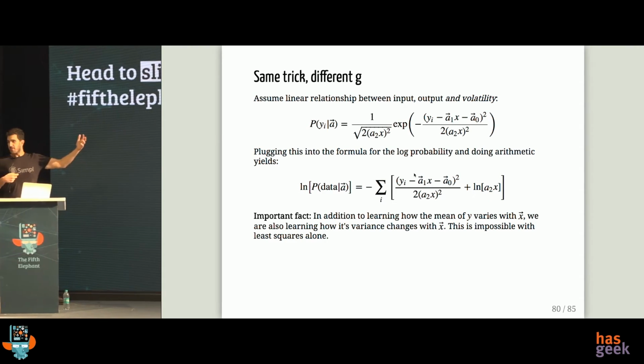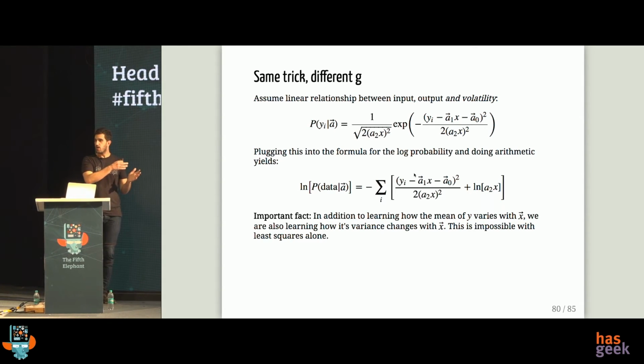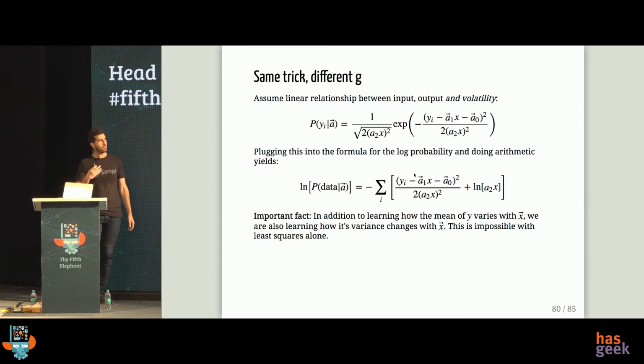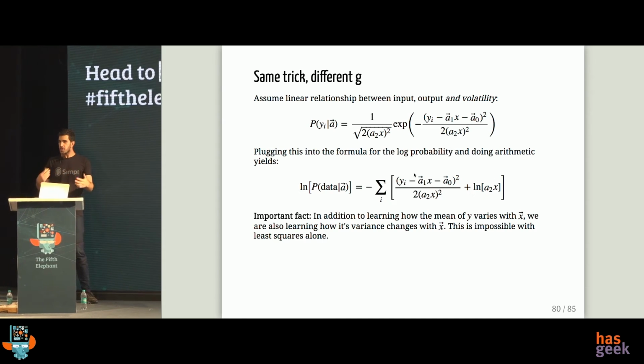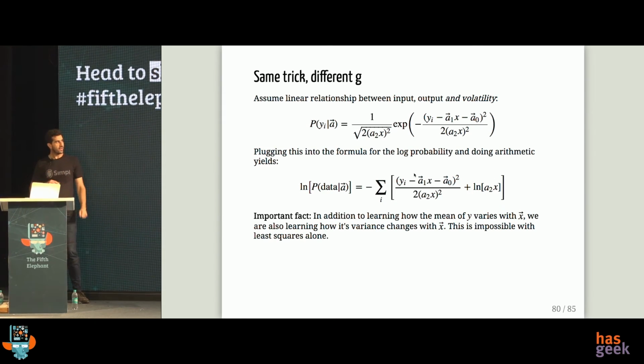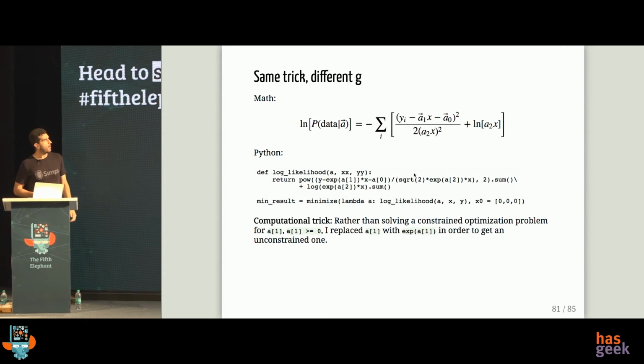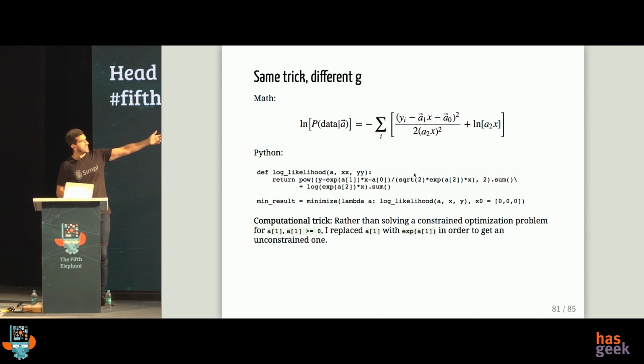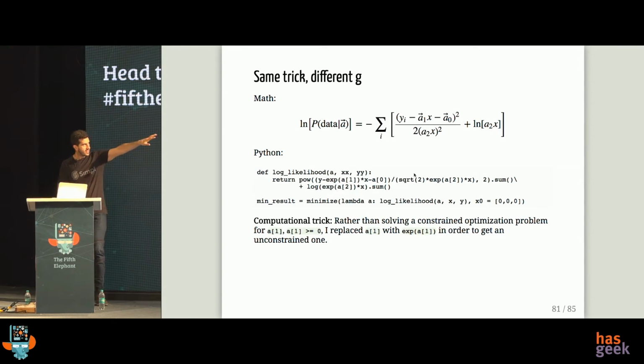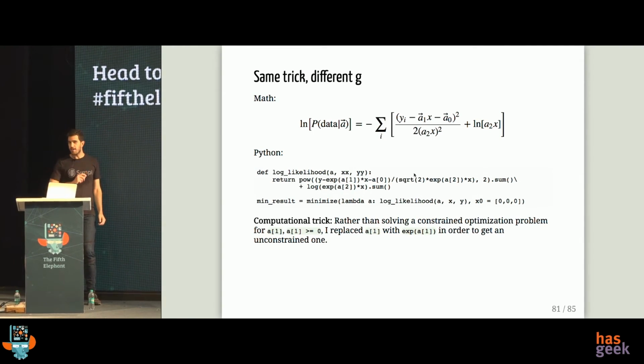So again, we're just going to do the same trick. Since we look at our data, we kind of formulate a hypothesis about it. And the hypothesis I'm going to form is that not only does the mean of my normal distribution change with x, so does the variance. And they change at different rates. I don't know what those rates are, but I'll try to find out. So if you plug this into the same formula, do all the same arithmetic, you basically get this similar Python code. It's just a slightly more complicated log likelihood. Do the same minimization. A couple of computational tricks I'm going to gloss over because I'm running low on time.